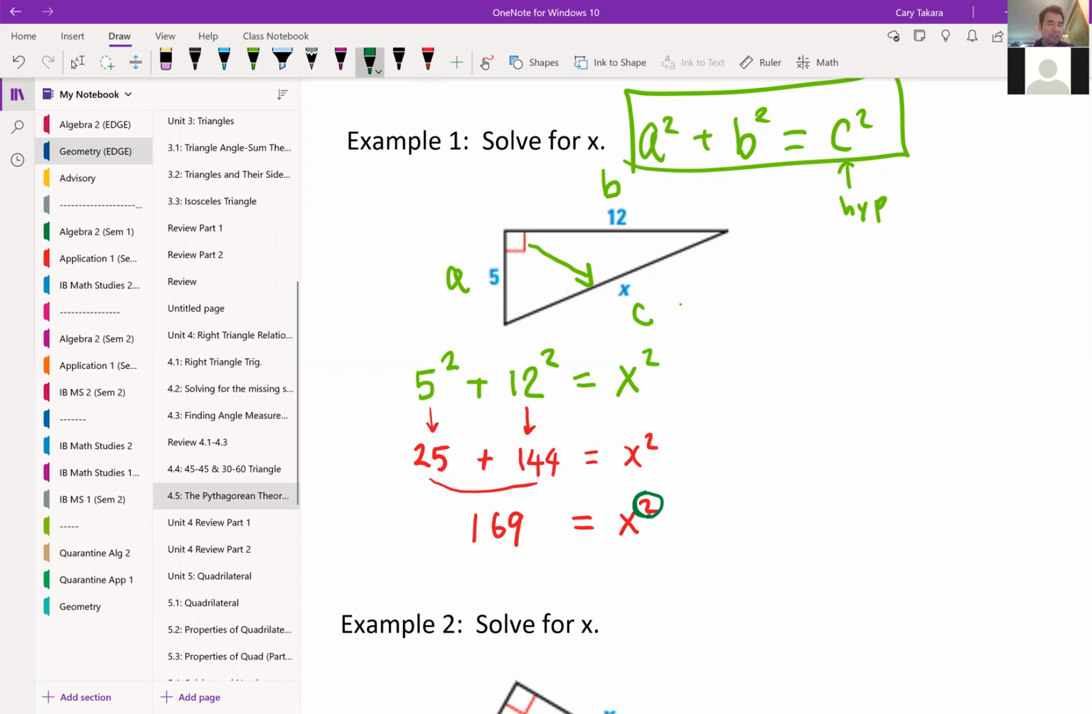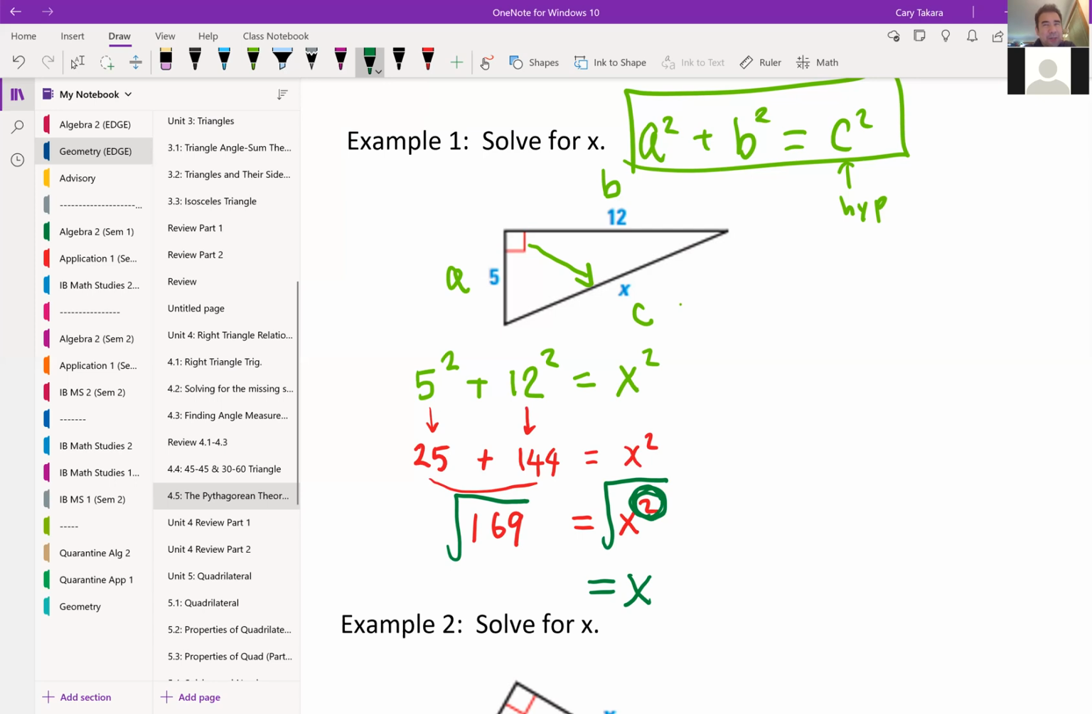I want to get rid of this square so that my equation will say x equals. I don't want that square. How do you get rid of that little 2? In order to get rid of the square, you're going to square root it.